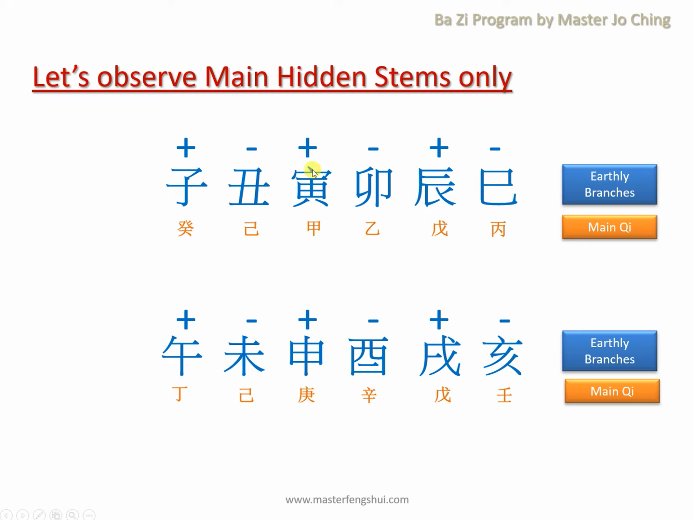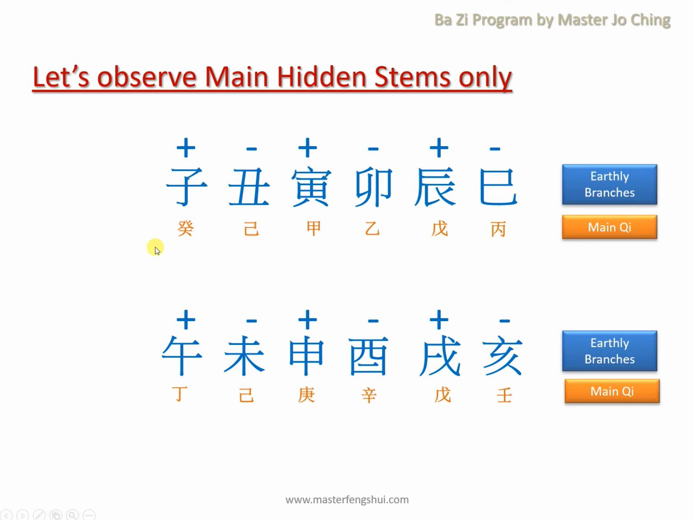And of course, you will see that normally they share the same element. Let me just say this again. The branch and the main qi share the same element. But I will not say all of them share the same polarity. Meaning, if this is yang, this must be yang. If this is yin, this must be yin. No, not like that. There are some that actually are outliers. They do not follow this pattern. Okay, I'm going to show you in a short while.